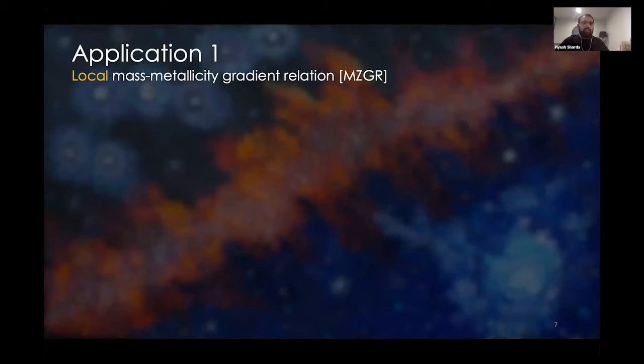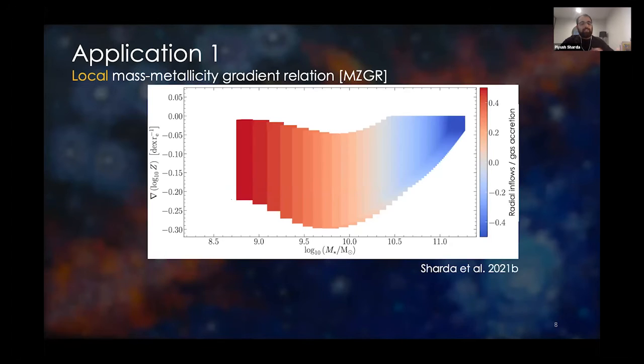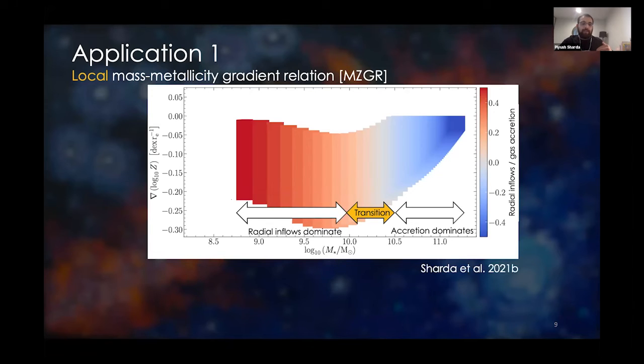So I'll talk about the local mass metallicity gradient relation, or the MZGR, as I call it. This figure shows how the MZGR looks for the model. The y-axis shows the metallicity gradients as a function of the stellar mass of different local galaxies on the x-axis. The color bar denotes the ratio of radial inflows to gas accretion. If you are on the redder part of the map, radial inflows dominate over gas accretion in setting metallicity gradients, whereas in the bluer part of the map, accretion of gas dominates over radial inflows. There is a transition region in between where both are equally contributing.